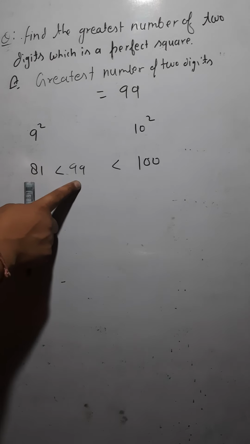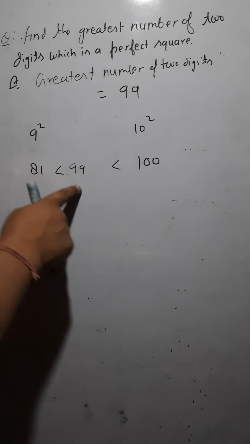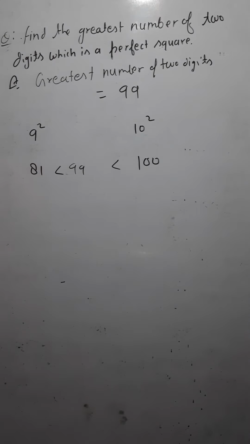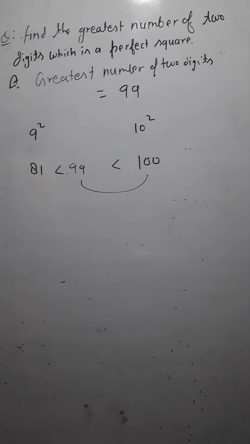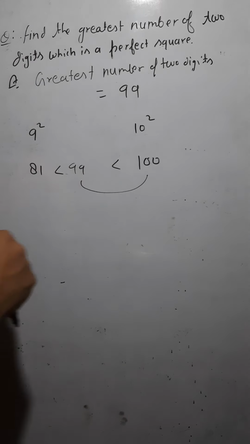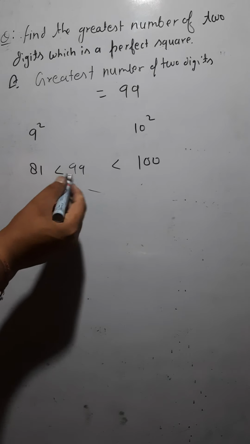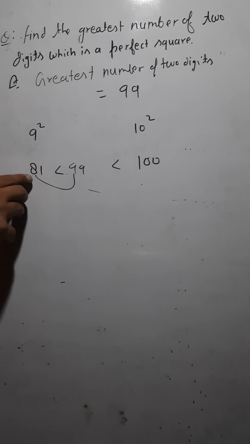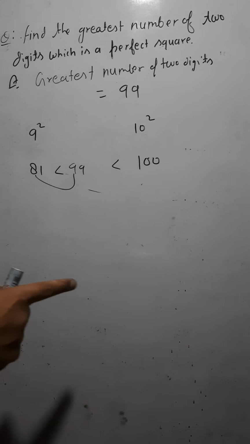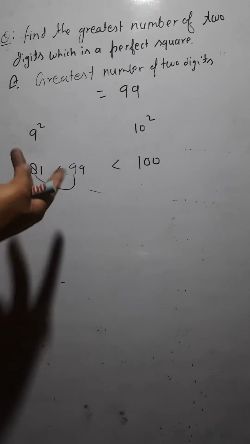So to make it a perfect square, either it should be 100 or it should be 81, but it cannot be 100. Why? Because you need the greatest number of 2 digits only. So you cannot write 100. So 100 is not the answer then, because it is having 3 digits there. So the required answer is what? The required answer is 81. Okay. So 81 would be the greatest 2-digit number which is a perfect square.